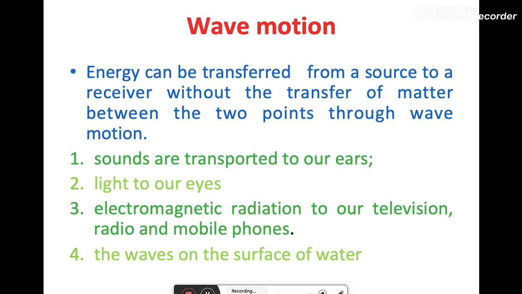First of all, wave motion. Energy can be transferred from a source to a receiver without the transfer of matter between the 2 points through wave motion. Examples are sounds transported to our ears, light to our eyes, electromagnetic radiation to our television, radio and mobile phones, the waves on the surface of water, etc.